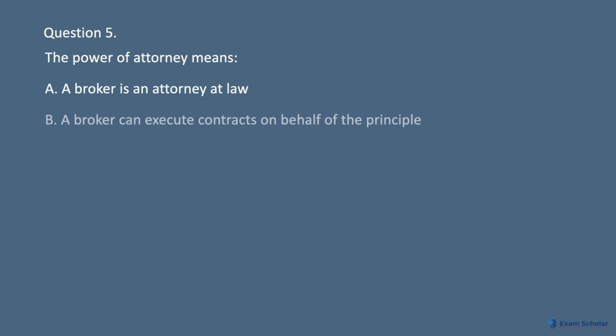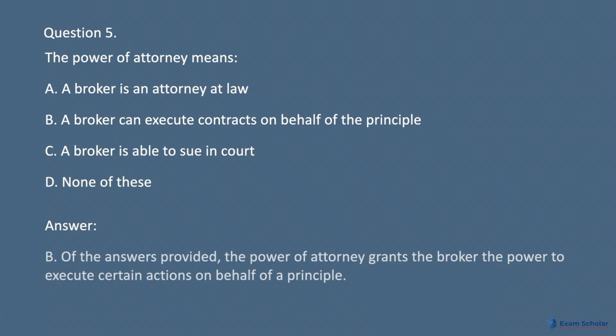Question 5. The power of attorney means A. A broker is an attorney at law. B. A broker can execute contracts on behalf of the principal. C. A broker is able to sue in court. D. None of these. Answer. B. Of the answers provided, the power of attorney grants the broker the power to execute certain actions on behalf of a principal.